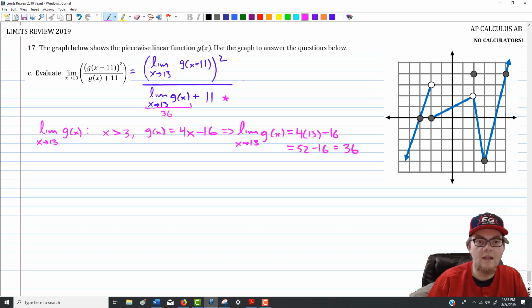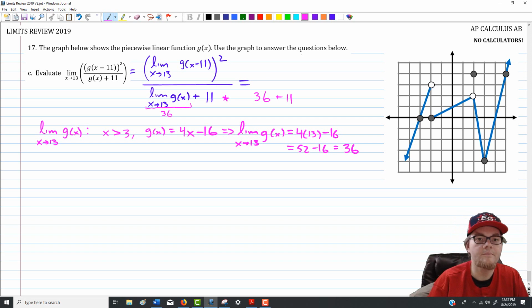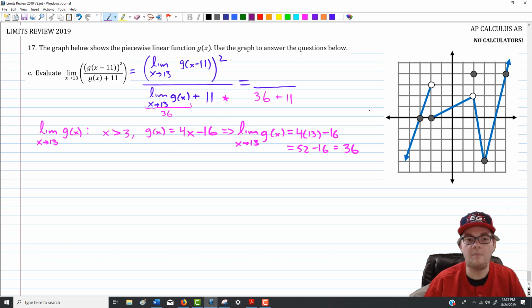What that tells me is that in our denominator, we'll go back up for just a second, this whole thing is over 36 plus 11. And basically then we'll just need to evaluate that to finish this off. So that takes care of the denominator. The denominator wasn't too bad, we just had to figure out what the function's behavior was like when x was up there. Next though, let's look at the numerator.